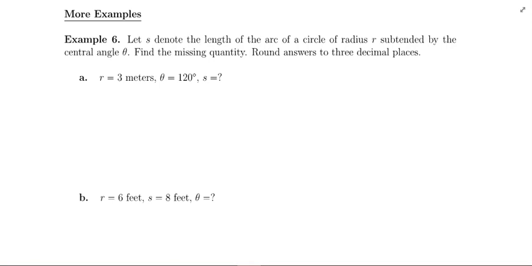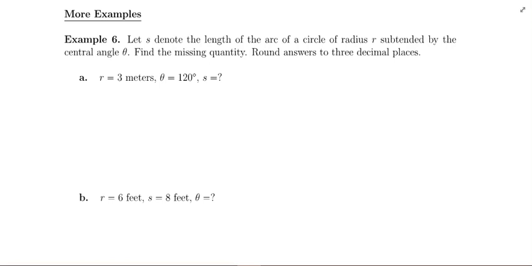To close out section 2.1, we are going to do one final example of arc length, and it's going to be a really basic example. So in example 6, we're going to let S denote the length of the arc of a circle of radius r subtended by the central angle theta. Find the missing quantity. Round answers to 3 decimal places.